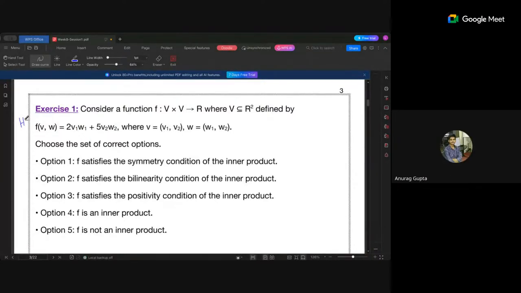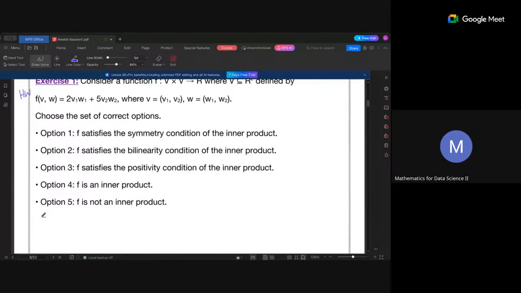Will it take much time to solve or less? If you try, it is very simple only. See, option one, you just have to verify whether f of v comma w is the same as f of w comma v. So now you just have to jumble the terms. In place of v1, you put w1, and in place of w1, you put v1, and verify in that way. You can see that this condition is satisfied here.